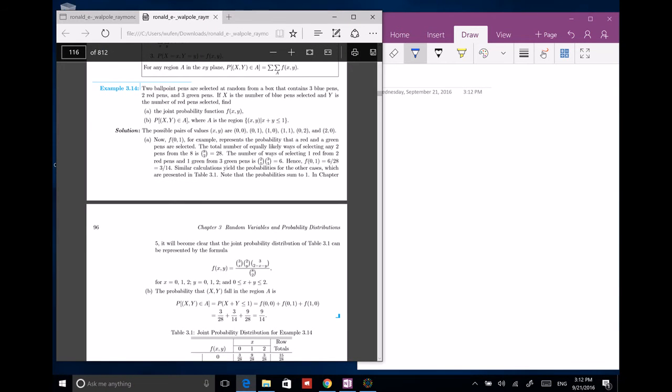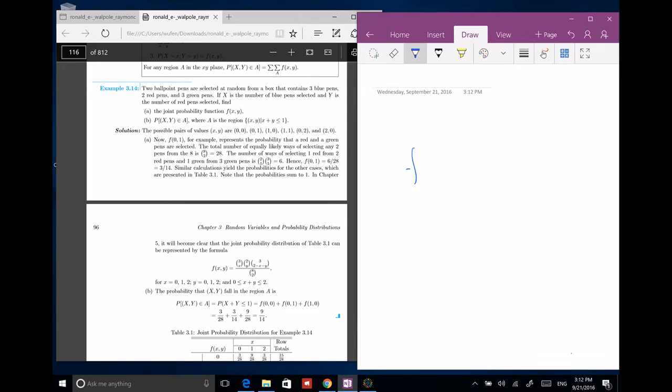Then the joint probability distribution is: you select x from 3 because you have 3 blue pens. So f(x,y) equals, choose x from 3, where x is the number of blue pens, and choose y from 2, where y is the number of red pens. Okay, then you have choose 2 minus x minus y from 3. What's the meaning of that 2 minus?